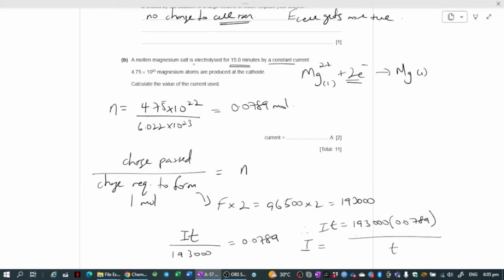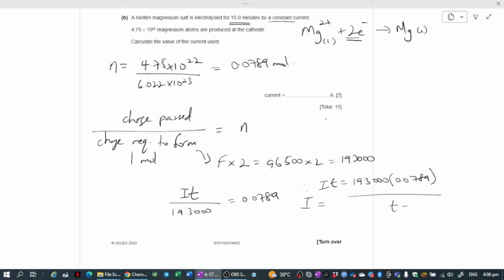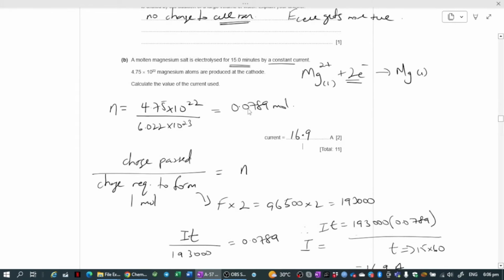Now, what is T? Remember, T is measured in seconds. Therefore, this value of T will become 15 by 60. And this should give us a current of 16.9 amps. Right? And that is question number 3.